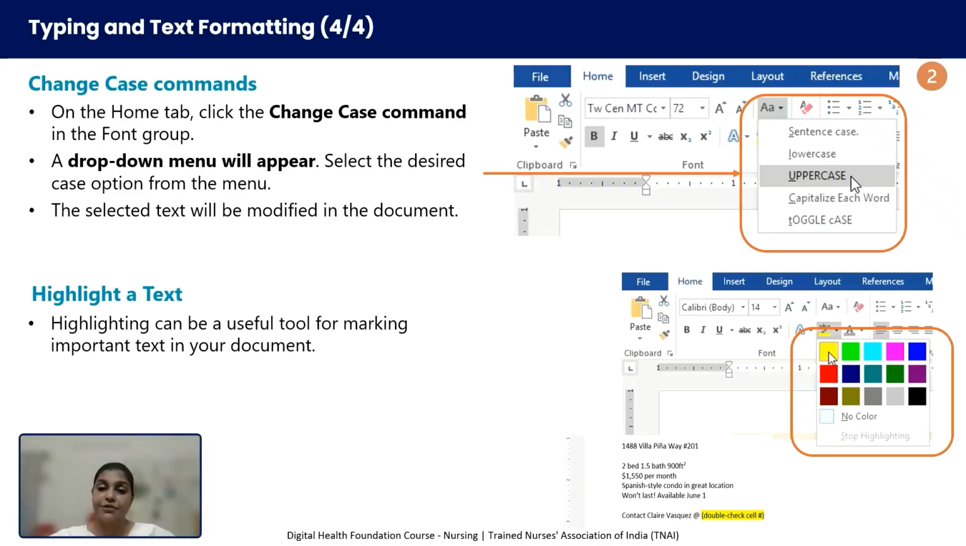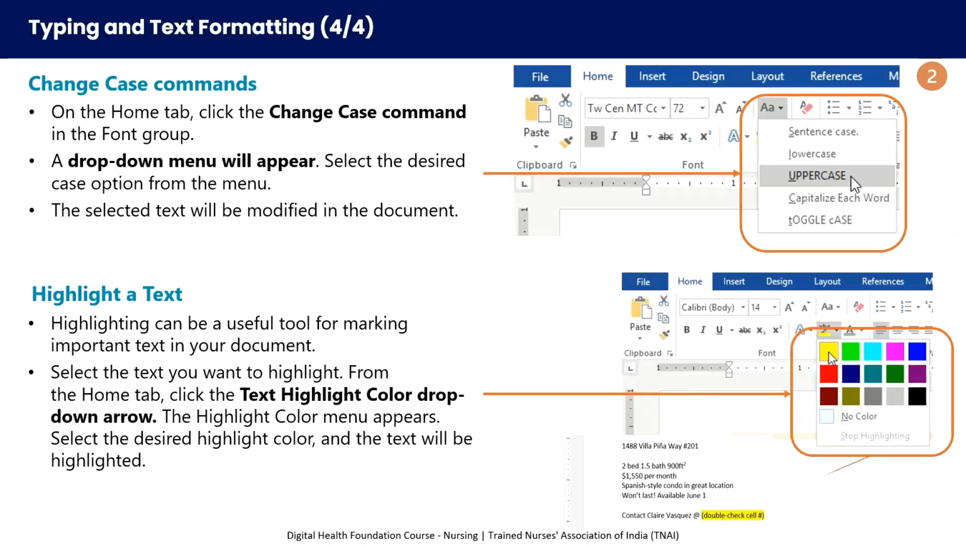Next, we have the highlight tool. Highlighting is useful when you want to mark important text or emphasize it for future review. To use it, select your desired text, then go to Text Highlight Color in the Home tab. Click the drop-down arrow and you'll see a variety of color choices. Pick a color and the text will instantly be highlighted. Both these tools help draw attention and enhance the readability of your documents, making your formatting both functional and visually effective.